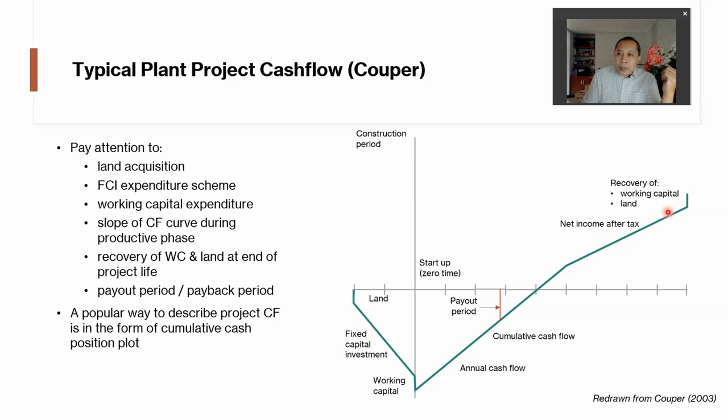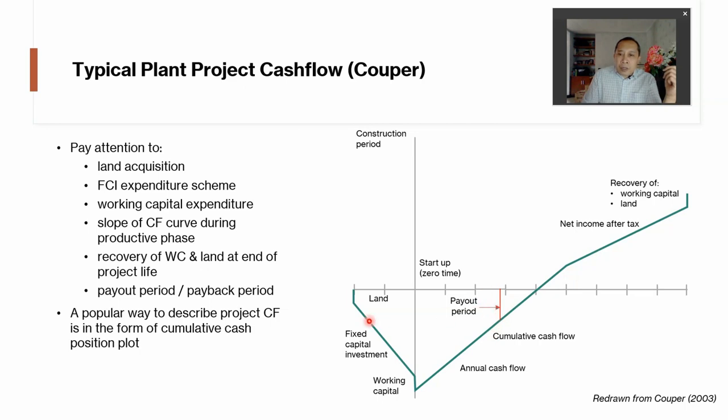And then at the end of the project, we recover the working capital and land. And of course, at the end of the life, if we can resell the chemical processing plant at its salvage value, then we will also gain salvage income here. And you'll also typically see this change in slope, and this usually signifies the end of depreciation. Okay, so when the depreciation period ends, typically the slope decreases, which indicates that the recovery of investment decelerates after depreciation.